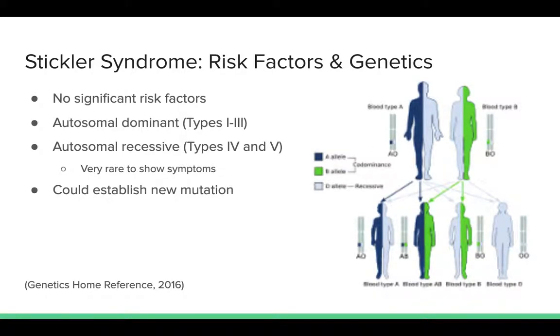So for the risk factors, they're very similar to Treacher Collins, as in there's not really one significant risk factor other than it being an autosomal dominant and autosomal recessive gene, and the child obtaining one of the dominant alleles or two for the recessive allele. Types 1 to 3 are autosomal dominant, and types 4 to 5 are autosomal recessive. The autosomal recessive types are extremely rare and hardly expressed, only in a few cases that have been diagnosed with these types, like I have mentioned before.